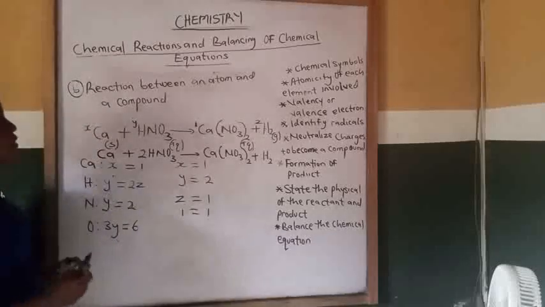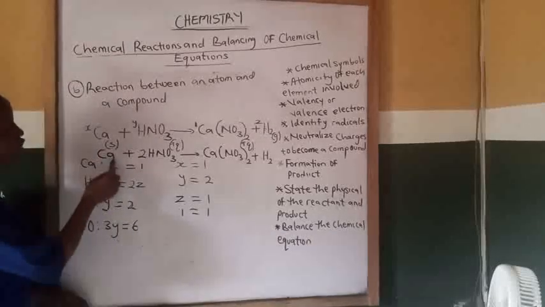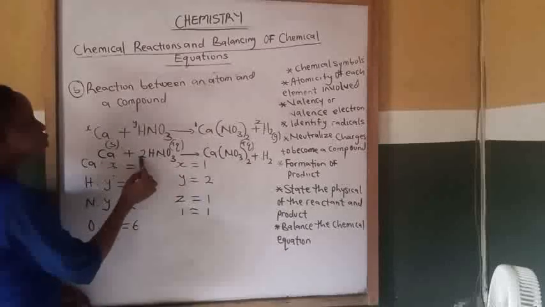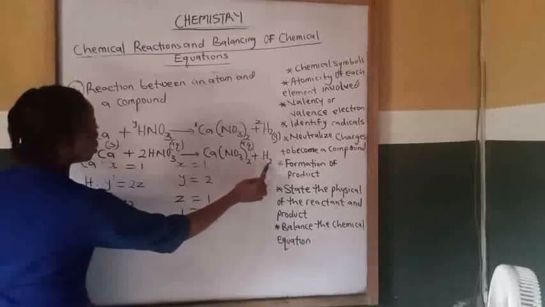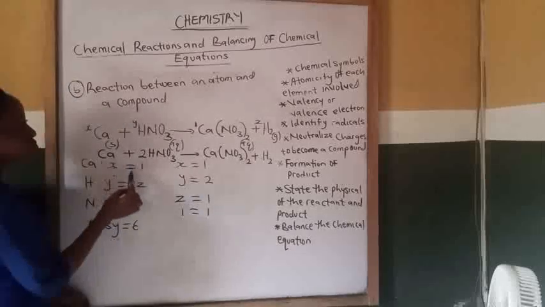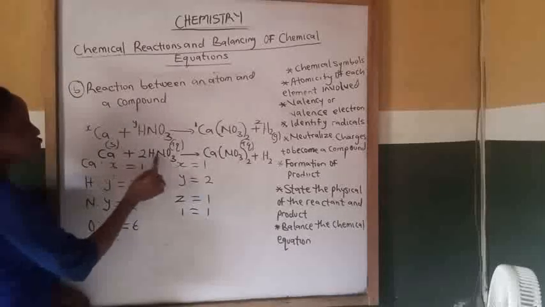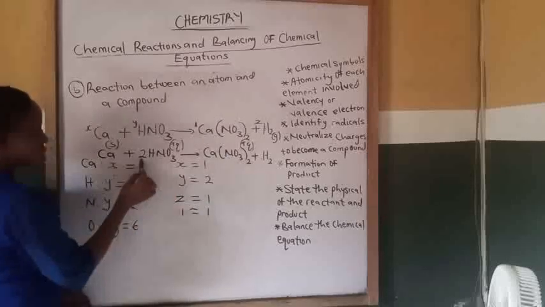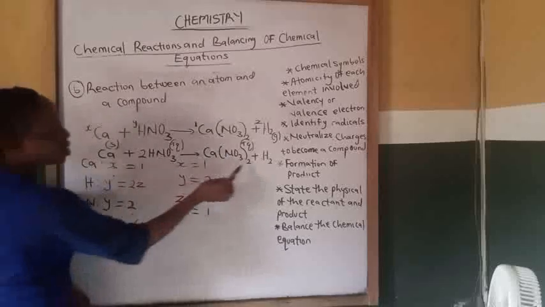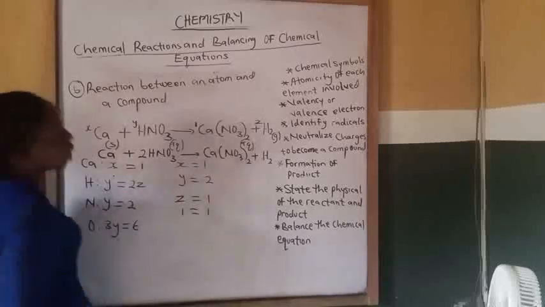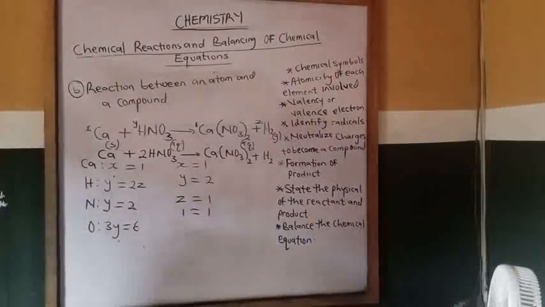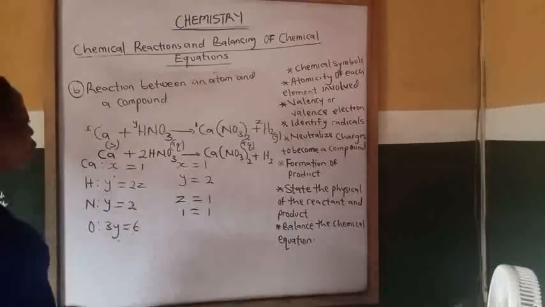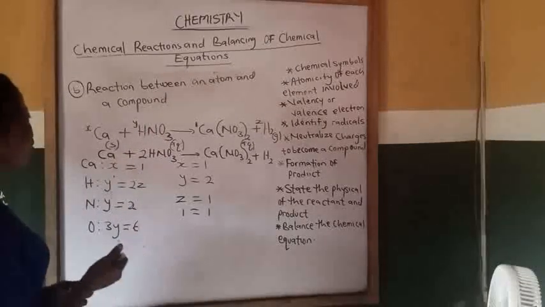So let's check if our equation is balanced now. Calcium is 1 at this side. Hydrogen is 2 times 1, that's 2, so we have 2 hydrogens at this side. Then nitrogen is 2 times 1, equal to 2. Oxygen, 2 times 3 equal to 6. So our equation is balanced. So that's the reaction between an atom and a compound.